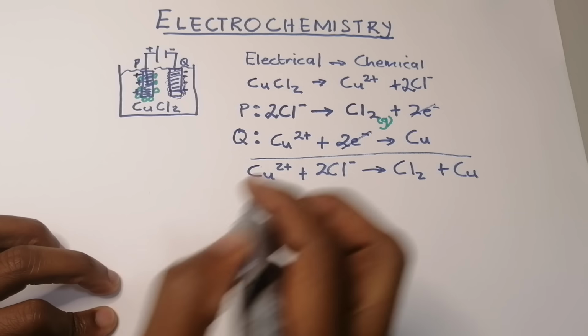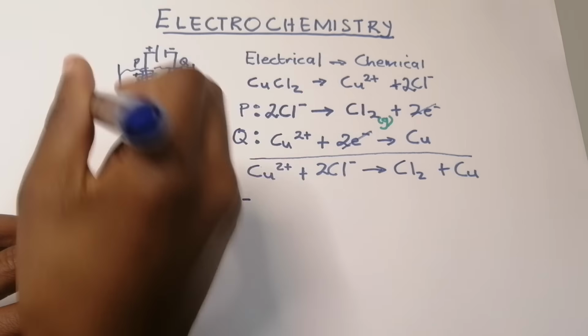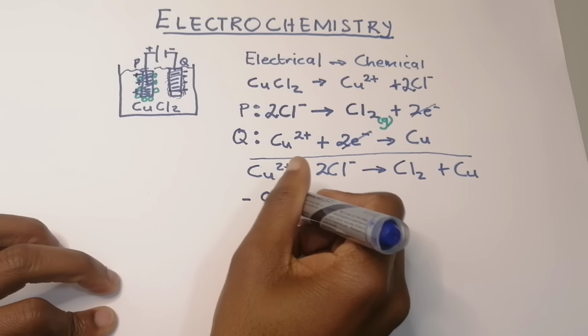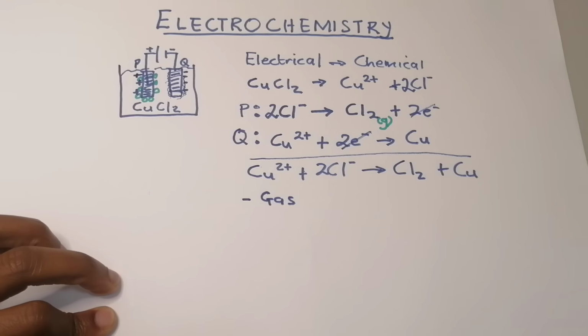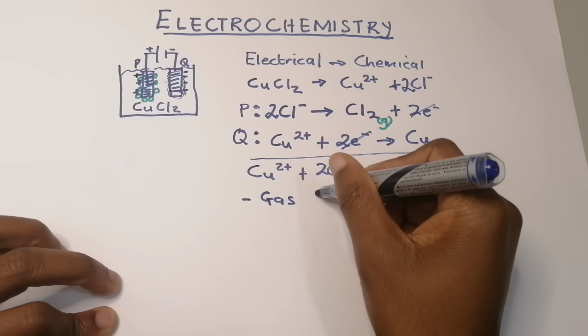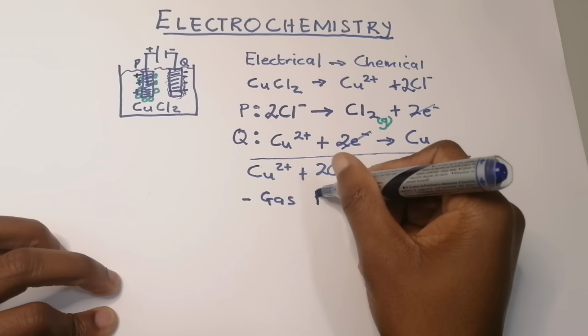So three things would happen. We said a gas would be formed at electrode P, and that gas is chlorine.